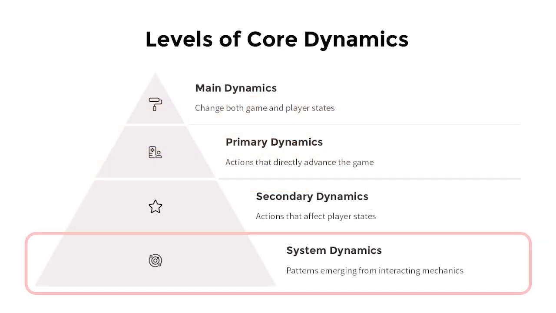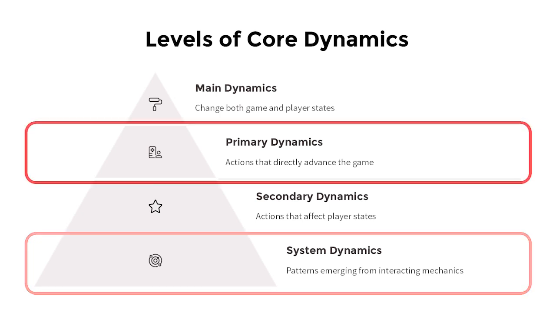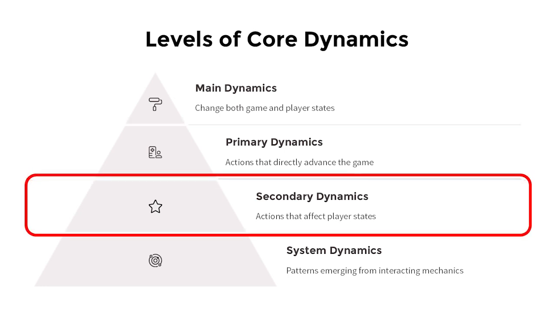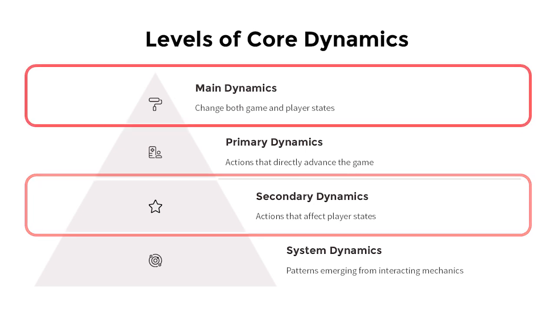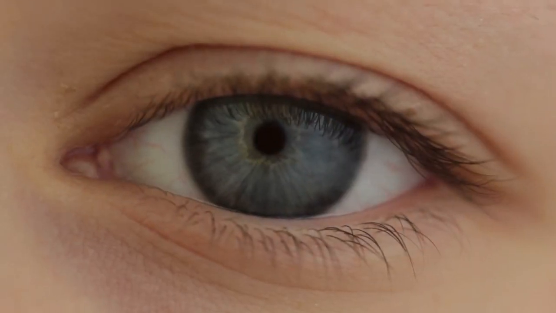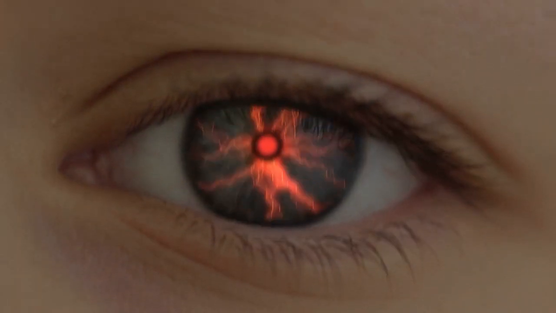Dynamics come in levels. System dynamics are patterns that emerge from the interaction of mechanics. Think of point salad scoring in Eurogames. Primary dynamics are actions that directly advance the game. Folding in poker is a great example of a primary dynamic. These are compared to secondary dynamics, which are actions that affect player states, like hitting or missing in Battleship. Main dynamics change both the game and player states. Werewolf's nomination phase fits in right here. Every dynamic level plays a role, but the key is how they all tie into the core loop. That loop needs to be smooth, intuitive, and compelling.